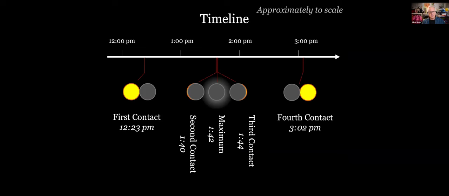Approximately to scale, this is how things look for Dallas, Texas. The first bite out of the sun takes place at 12:23. I've written it down here. And then a whole bunch of stuff happens right here in the middle. What are you doing during all of this?